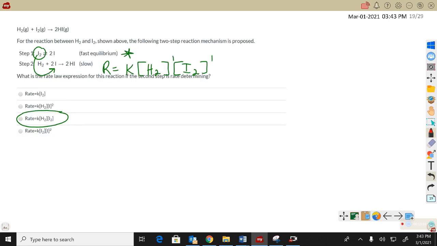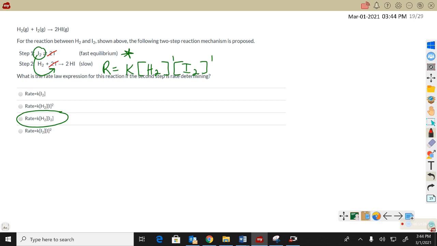Here's another one that's kind of similar, where we've got a fast equilibrium. What is the rate law expression for this reaction if the second step is rate determining, which it is listed as slow? And so kind of similar, I've got this intermediate, the 2 iodine atoms, formed and consumed, but they should not appear in my experimental rate law. I can't study them in the lab. But because that first step is reversible, you can just substitute in what's opposite the intermediate. So I can plug in the I2.